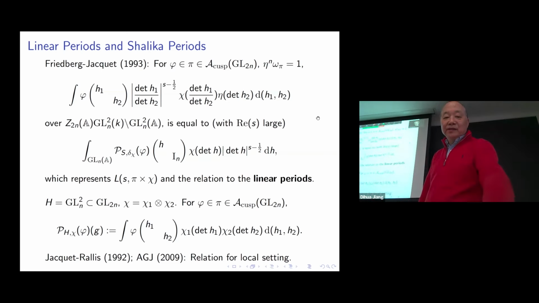But the local version of the relation between the two periods was first discovered in the Jacquet-Rallis paper, but this is only local. For p-adic, he discovered the relation between the two periods one year earlier. And then in the Archimedean case, Eisenbud, Gourevitch, and Jacquet did the real Archimedean case, the local relation of the two periods. Okay.